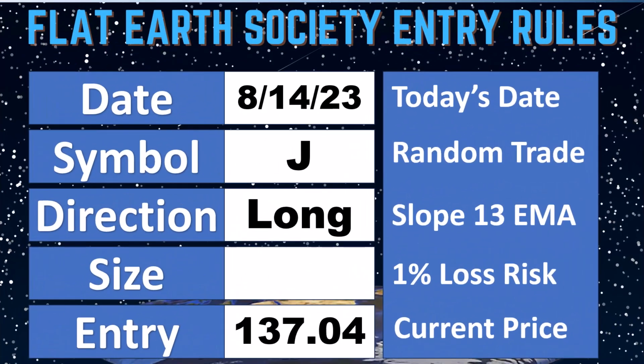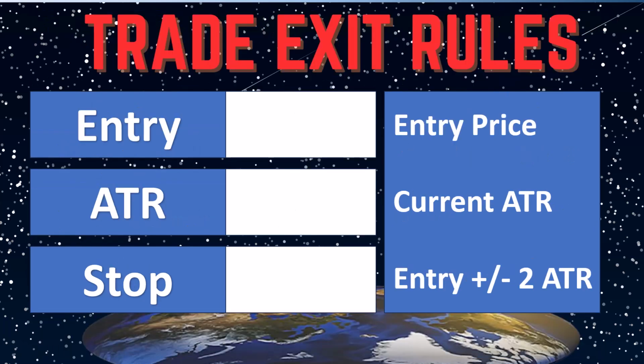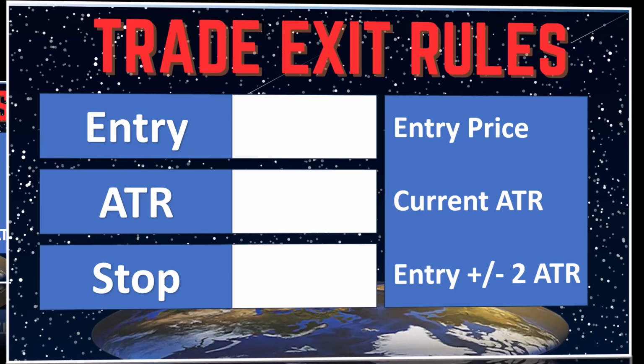So here is our order ticket at first. It is August 14th. Simple as J. We are looking to be long. 137.04 is the current price. We don't know the size yet because we've got to figure out where our stop is going to be. So let's figure that out.